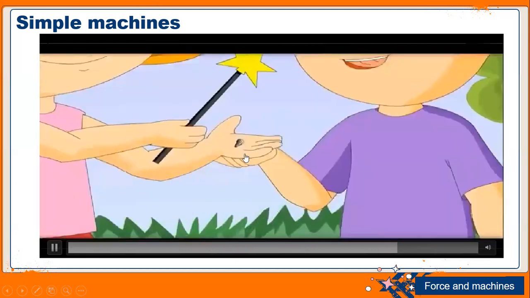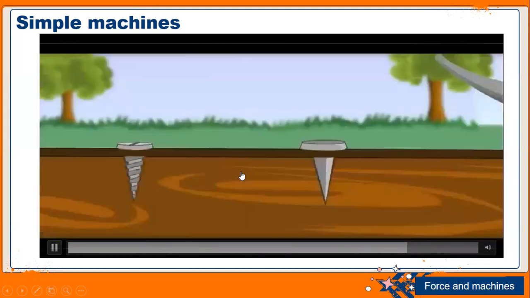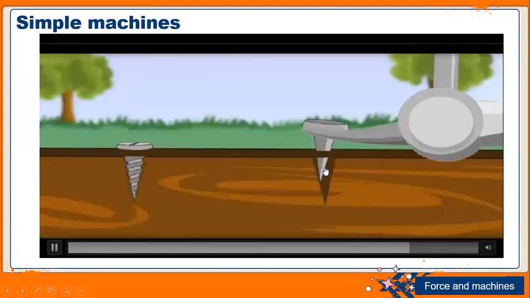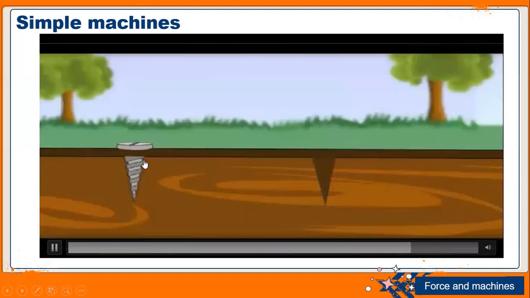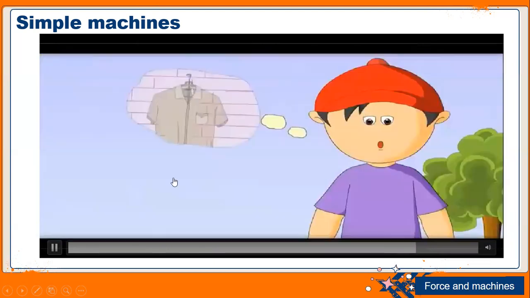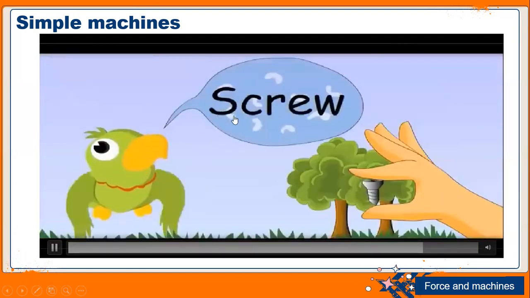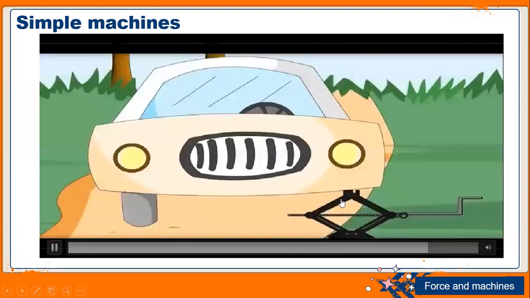Yeah, it looks like a nail. Yeah, it is a nail with a groove. Can you tell how these grooves help? Hey, a nail can come out easily, but with grooves, it can't come out. Can you tell any use of it? Oh, we can hang our clothes on the screws on the walls. Screw!